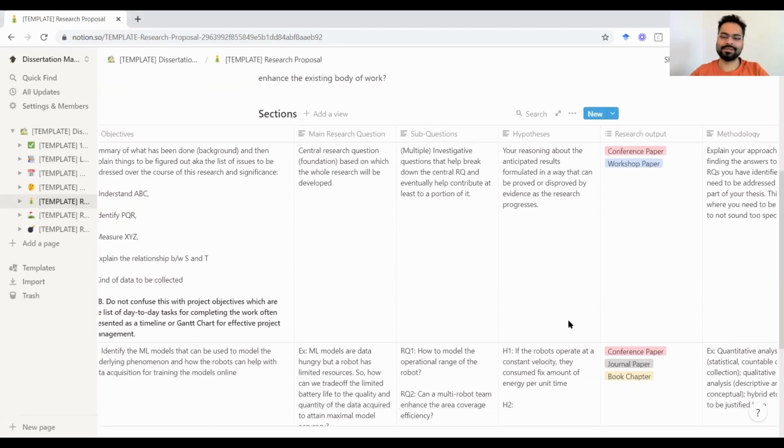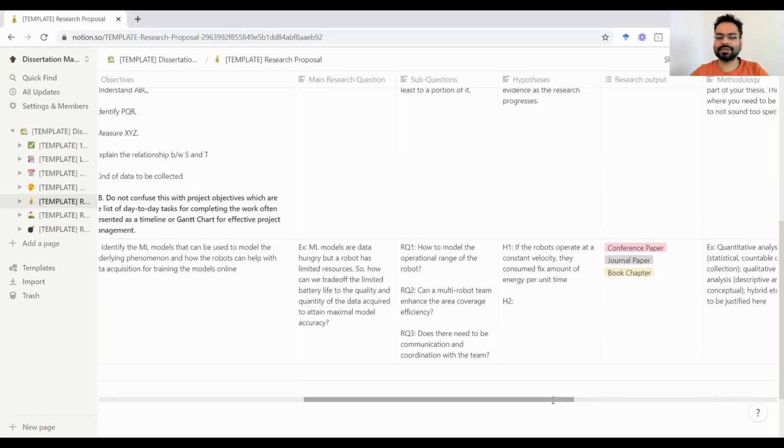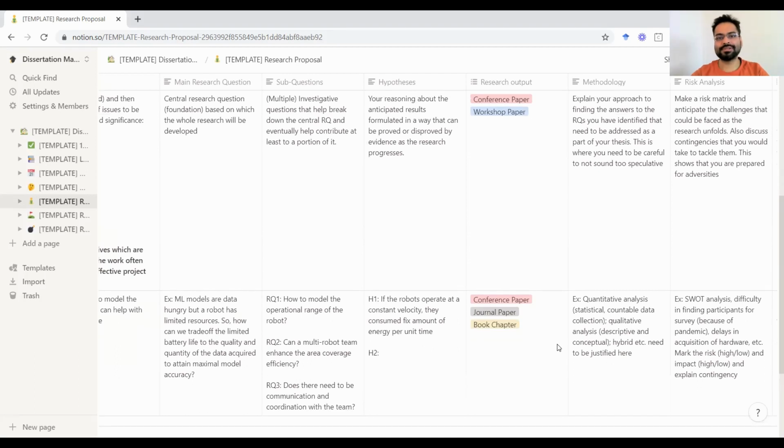All research questions are answered under a set of hypotheses. Now, hypotheses are slightly different from research assumptions. They are assumptions, yes, but hypotheses are statements or assumptions which can be evaluated and you can find evidence to prove or disprove them. So, for example, one of the hypotheses that I had was: if the robots operate at a constant velocity, they consume a fixed amount of energy per unit time. This is very easy to evaluate, right? So if I fix the velocity of motion of a robot, I just measure the amount of energy and evaluate it across the mission duration.